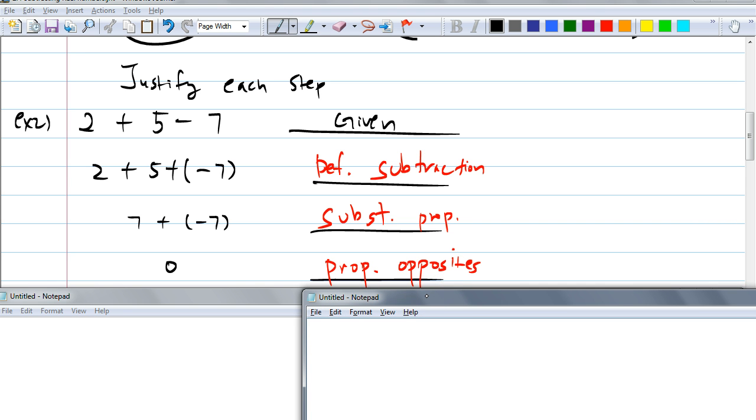Okay, please don't write substitution there, okay? This is a special type of substitution. If you add the opposite of yourself, you get 0. You guys remember that one? It's called the property of opposite. Okay. Does that help you? Okay.